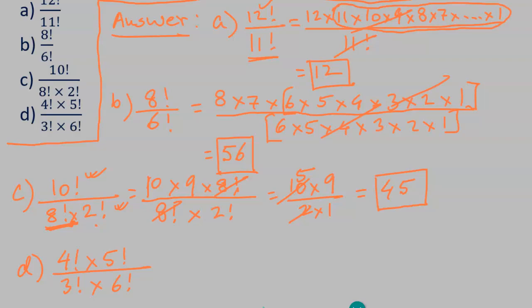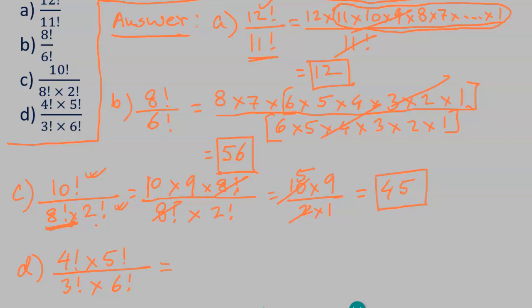You can take 4 and 3, 6 and 5, or 5 and 6, or you can take 4 and 6 and 5 and 3. You can pair the numbers in any way. One from the numerator and the other from the denominator, so that you can cancel them. Okay, so I am selecting 4 and 3 and 6 and 5. Okay, you can take 4 and 6 and 5 and 3 as well.